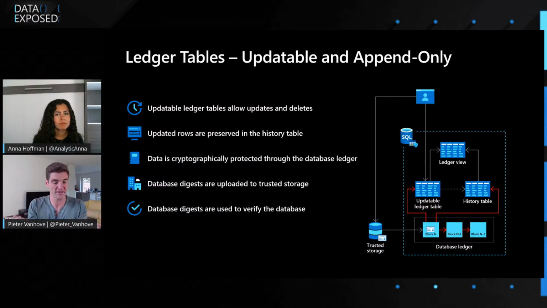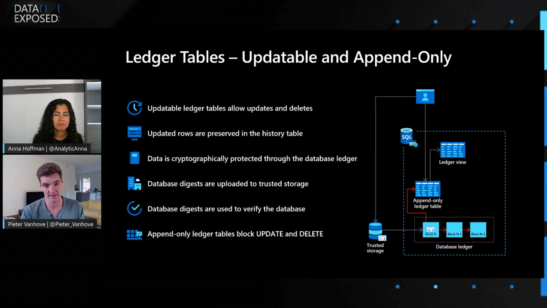And if we have a match, then it means that the data can be fully trusted and we have cryptographic proof that nobody has tampered with our data. If these hashes do not match, then we are sure that somebody tampered with the data. And that stored procedure will also show you which transaction and which rows were tampered with. So that gives you proof for the customers to show that your data can be fully trusted. I already mentioned append-only ledger tables as well.